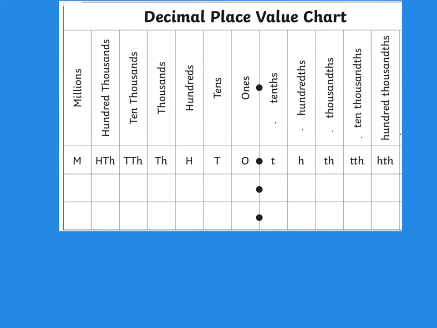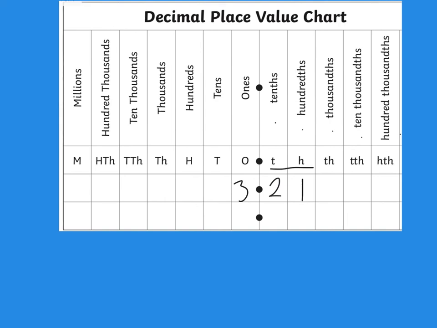So if I start with just a simple number, 3.21. Okay, so the value of this number is worth 3 units, or 3 ones, 2 tenths, and 1 hundredth, okay? So the further I go over to this side of the chart, the smaller the value of the digit is, okay? So the biggest value of the digit is 3, which is worth 3 ones, then 2 tenths, 1 hundredth, okay?